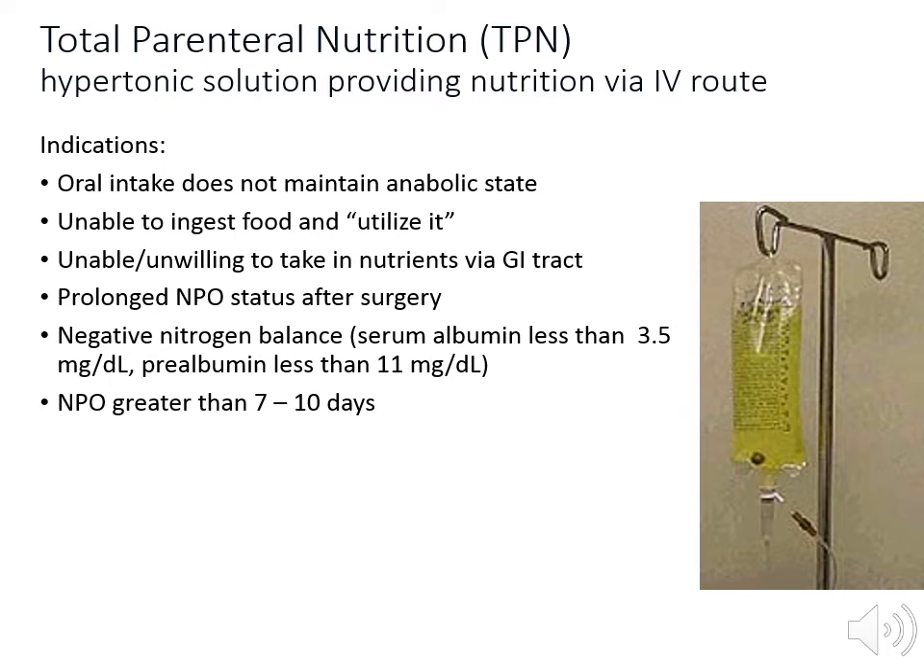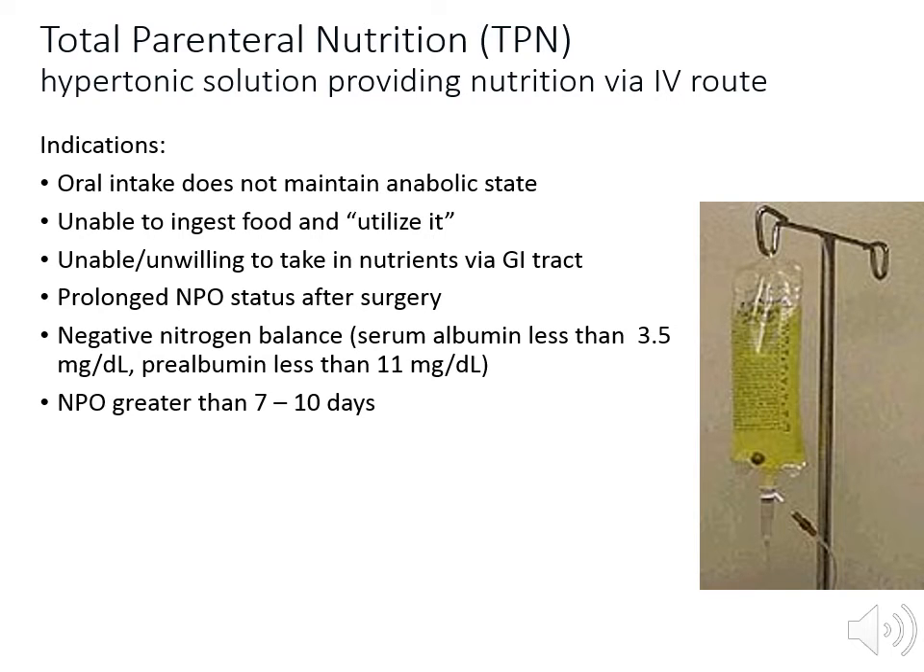TPN stands for Total Parenteral Nutrition, and it is a hypertonic solution providing nutrients via the IV route. Enteral feeding should be attempted if medically indicated prior to initiating TPN, as it assists with maintaining the mucosal integrity of the GI tract, and it improves immune function and has fewer complications. However, some indications for using TPN could be that oral intake does not maintain an anabolic state. For example, clients with burns, HIV, or cancer that may need extra calories, so their oral intake is just not enough.